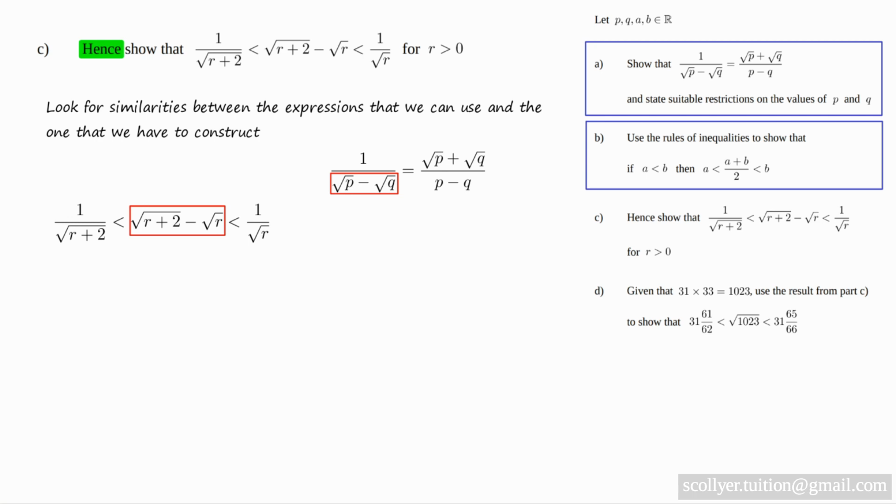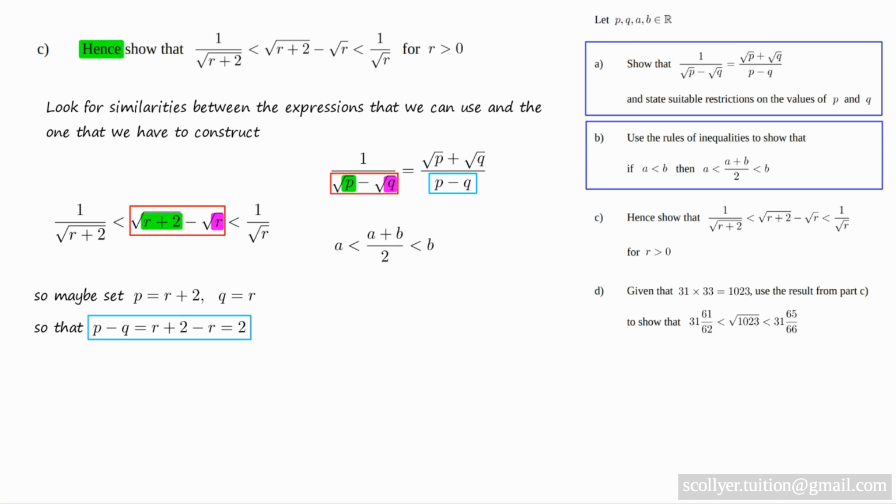And it would seem that r plus 2 is playing the role of P, r is playing the role of Q. And so perhaps it's a good idea to set P equals r plus 2, Q equals r, from which we find that P minus Q equals 2. Now we note that the denominator of the expression on the right-hand side from part A is P minus Q, and so that denominator must be 2.